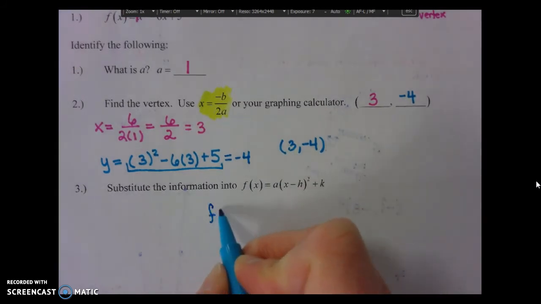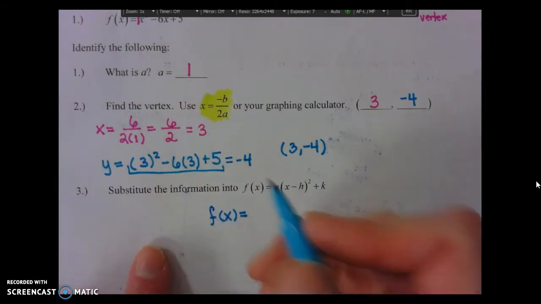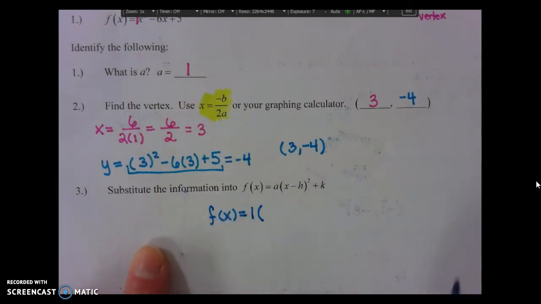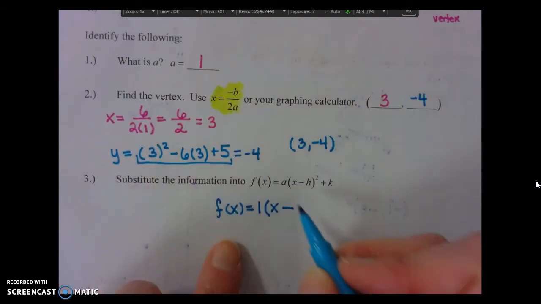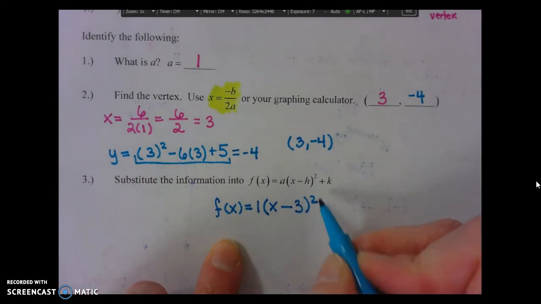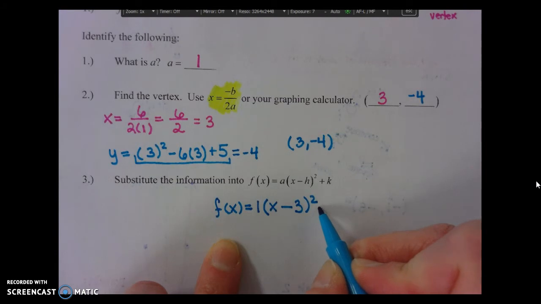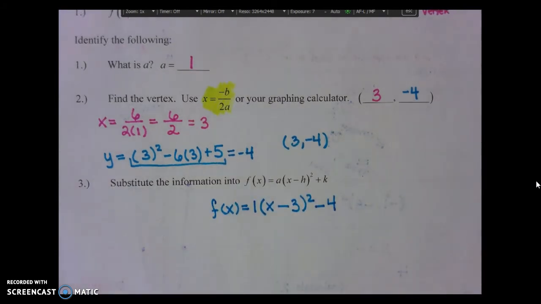So f of x equals, here's a. You can put the 1 or not put the 1. Either one is fine. (x minus positive 3), so I'm going to keep it as a 3. And since this is a -4, instead of plus k, I'm going to write -4. That's it. There's your equation converted from standard form to vertex form.